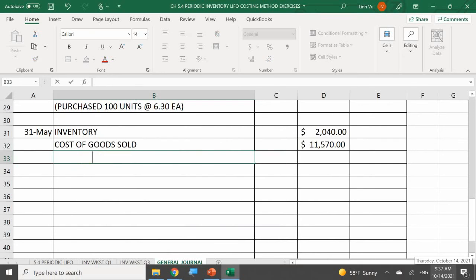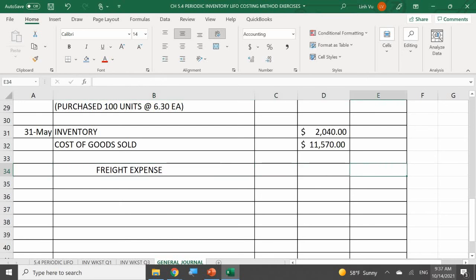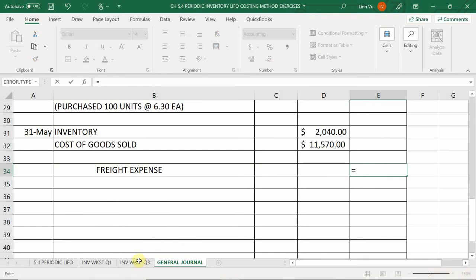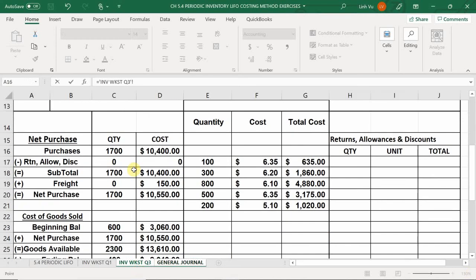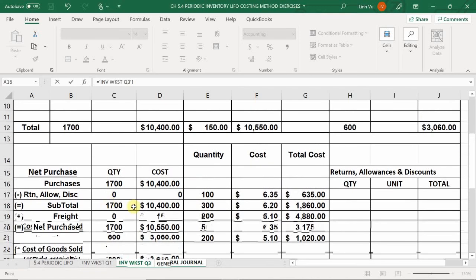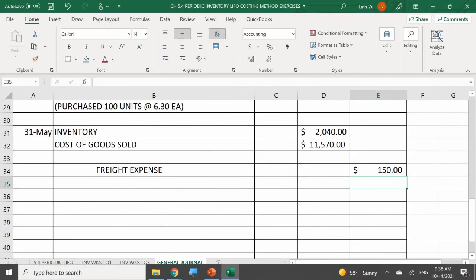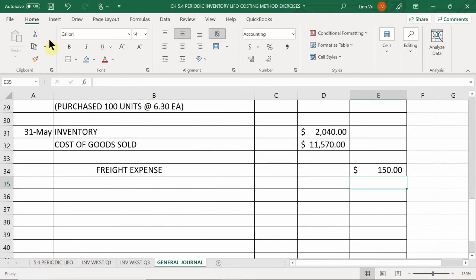What else do I need to recognize? Freight. Okay, what else? Freight expense. What was my total freight expense? Right here. What's the freight expense? 150. And then what else do I need to recognize?